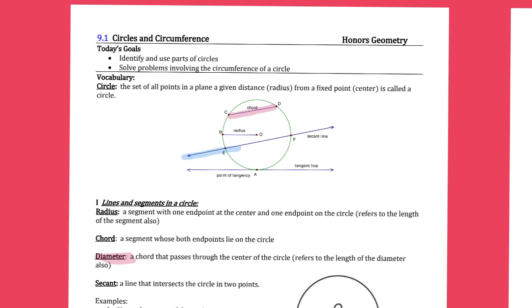A line that passes through 2 points on the circle is called a secant line. So if it intersects a circle at 2 points, it's called a secant. And then something else that's not on our list below, but if it touches a circle in just 1 point, it's called a tangent line. And that point that it touches the circle is called the point of tangency. There are lots of different lines you can draw, but those are 2 examples.